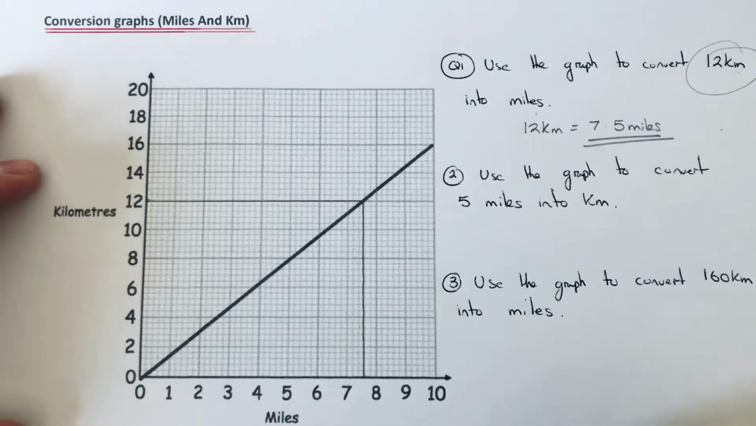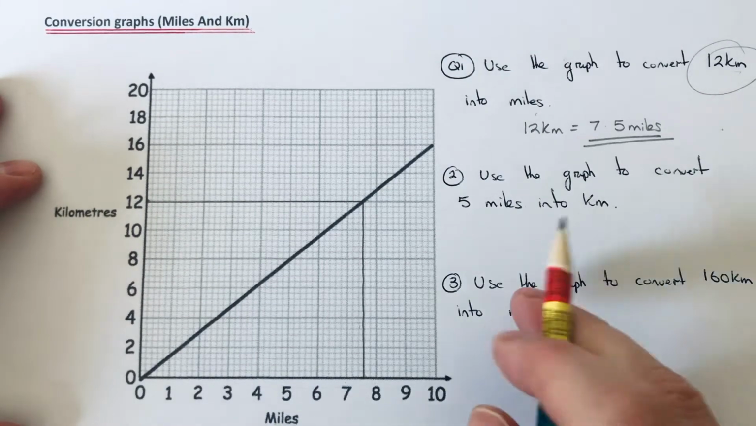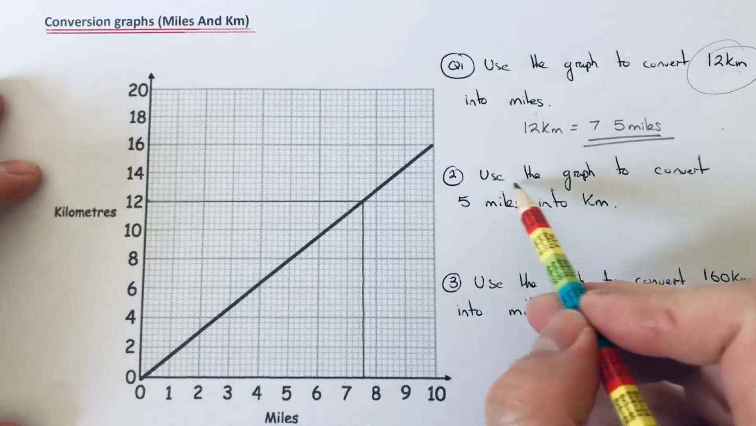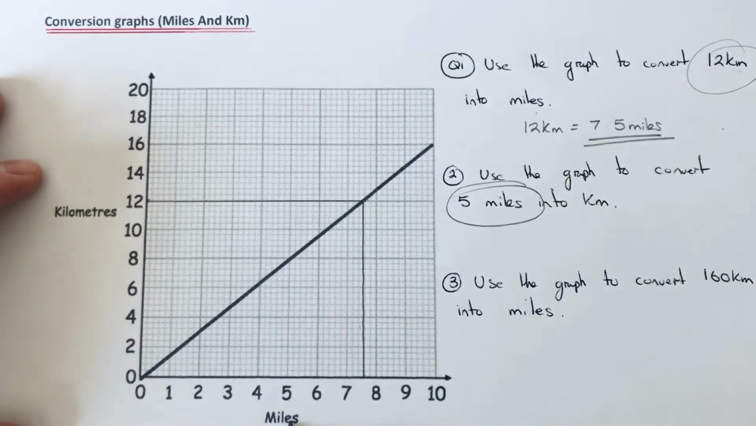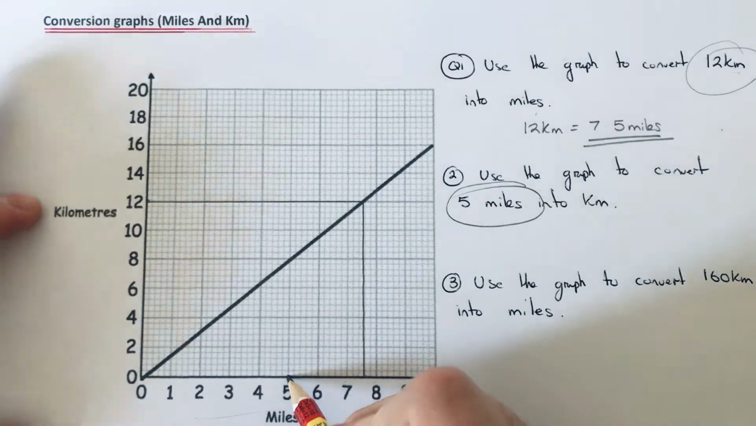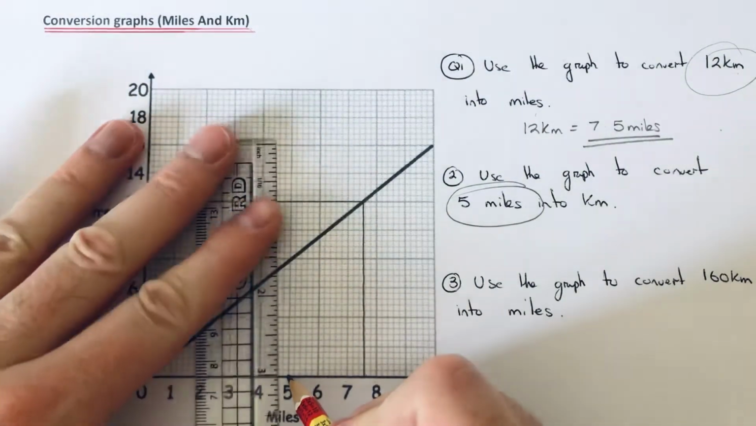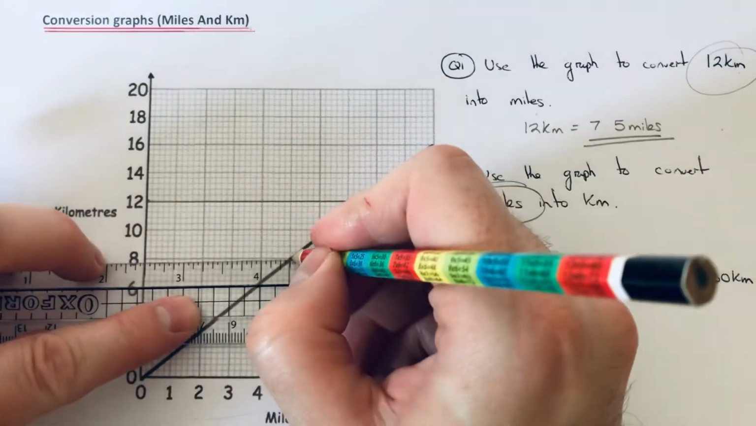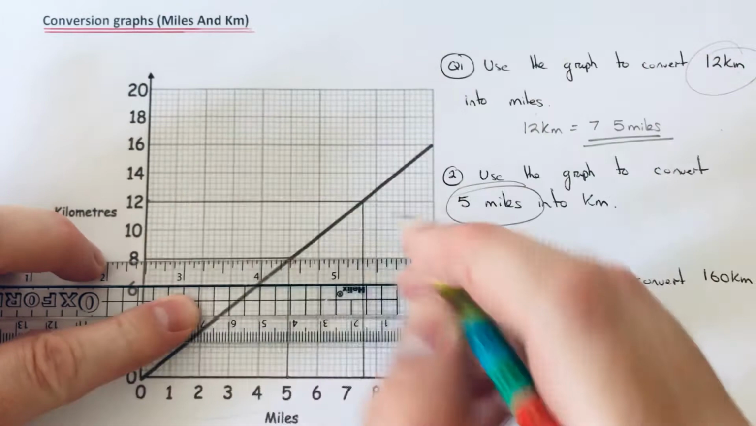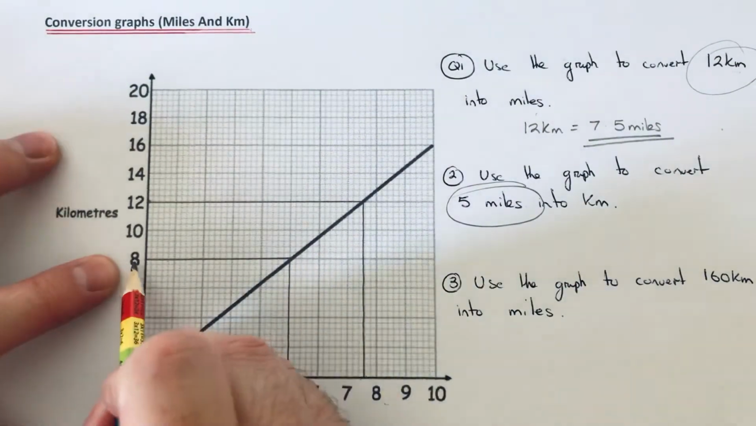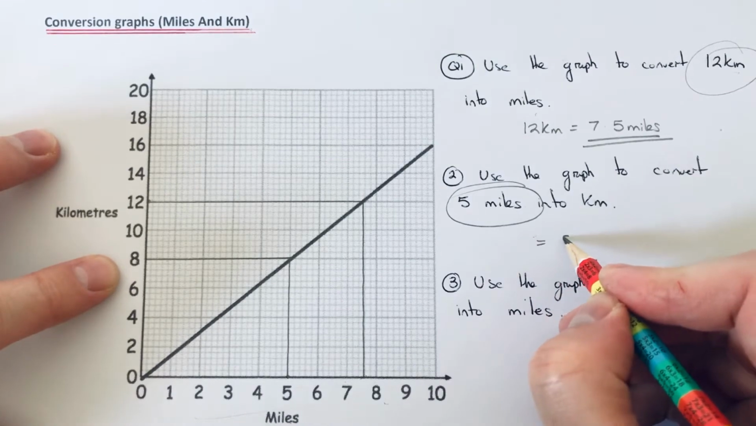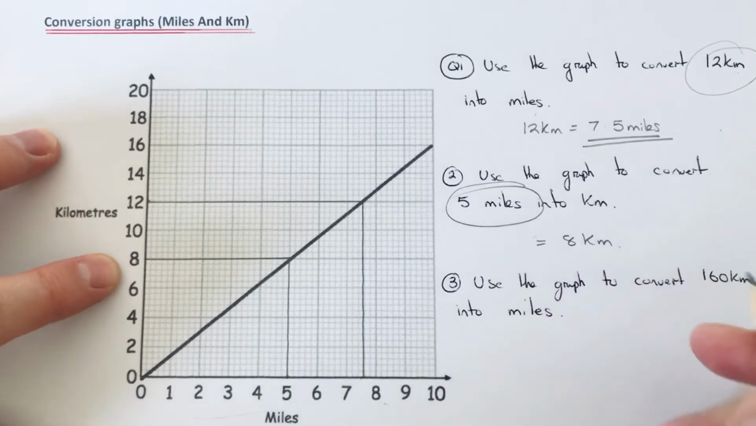So let's look at our second example then. So we've got to use the graph to convert 5 miles into kilometres. So this time we're given the miles, which is on the x-axis. So we need to go to 5 here. So we do a vertical line going upwards and then a horizontal line going across. And if we read off this number here, it's looking like the answer is 8 kilometres.